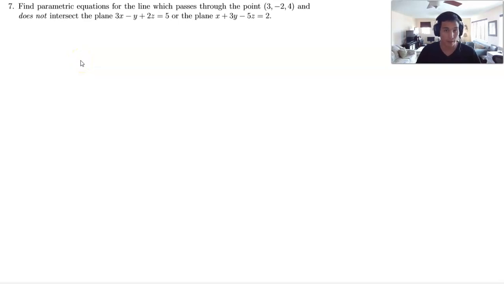Okay, so we have two planes, and we have a point. And what do we want to do with all this information? We want to find the parametric equations that will describe the situation. So I'm going to write out the parametric equations in blue.